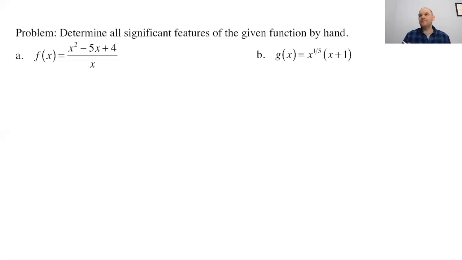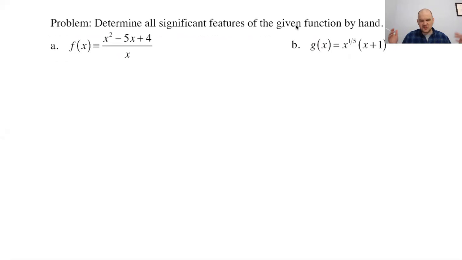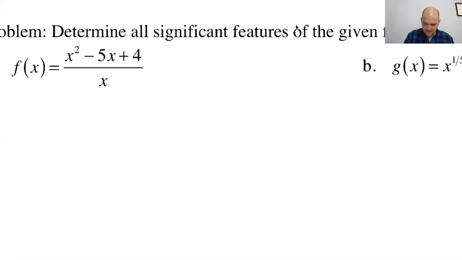All right, we're back. We're on the bottom middle-ish of page 322, and we are going to try to determine all significant features of a given function by hand. There are a lot of significant features, so we're going to have to really cram this in. All right, so first thing that I'm looking at, I see that I can factor this, so I'm going to.